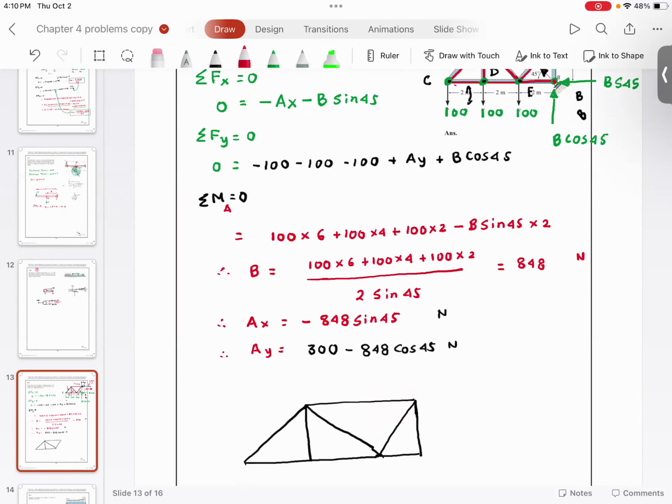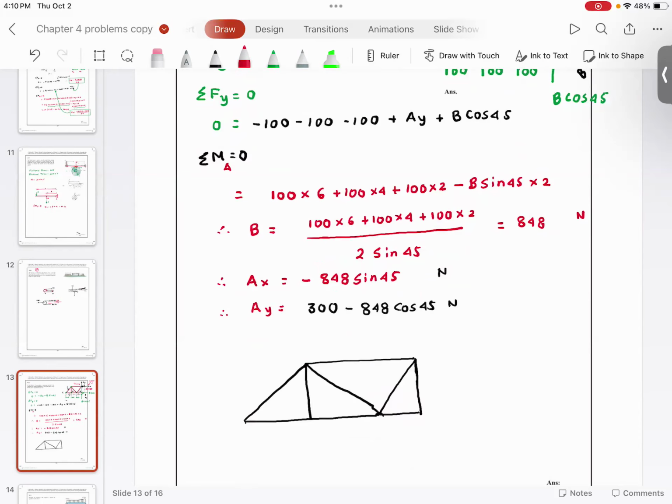And we have found out the forces here. We know what this is. We know what this is. We know what this is. We know what this is. Now here, the force is 100. This distance is 2. This distance is 2. What I'm going to do is, I'm going to go joint by joint. So check this out. I'm going to look at this first joint.